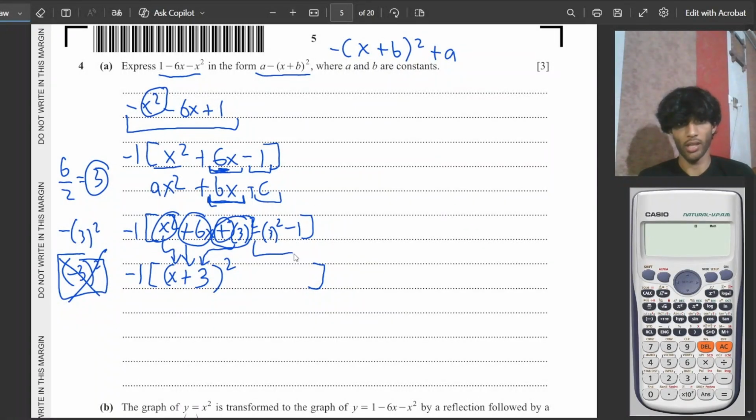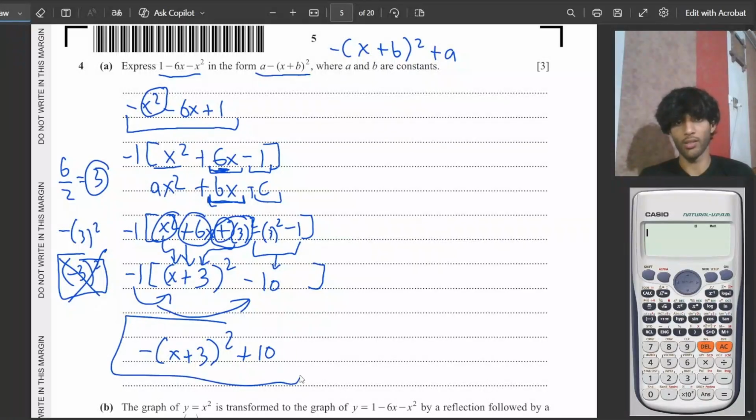Then take this part, solve it, and write it down here. So 3 times 3, 3 squared is 9. Multiplied with the negative sign, it's -9. And then -9, -1, that's -10. And then just multiply this negative sign back in here at the end. So you're going to get -(x + 3)² + 10. And this is your conversion done.